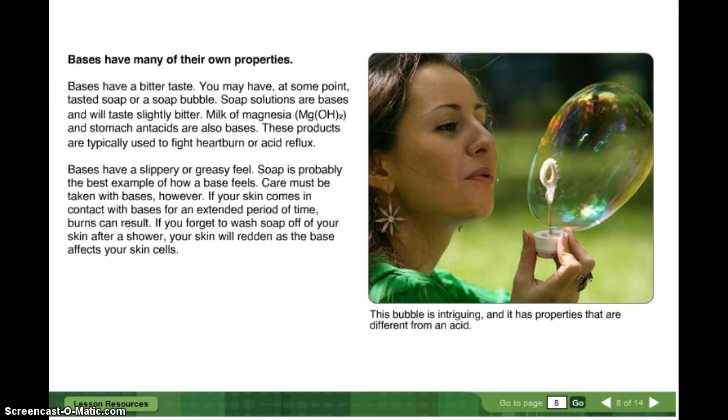Bases have many of their own properties. Bases have a bitter taste. You may have, at some point, tasted soap or a soap bubble. Soap solutions are bases and will taste slightly bitter. Milk of magnesia, Mg(OH)2, and stomach antacids are also bases. These products are typically used to fight heartburn or acid reflux.